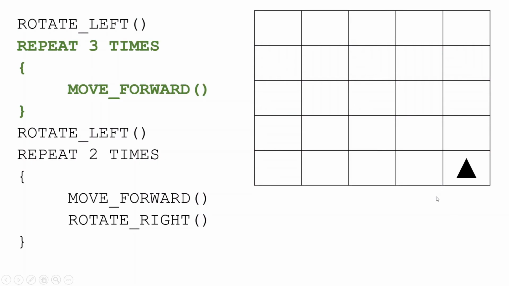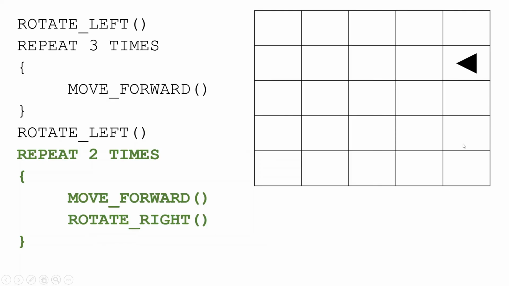My next is a repeat 3 times, move forward. So I'm going to do 1, 2, 3, move my robot forward 3 times. Then I have a rotate to the left again. So here I am. Which way is left? That's going to be this way, counterclockwise. So you're going to see my tip is now facing off to this side.